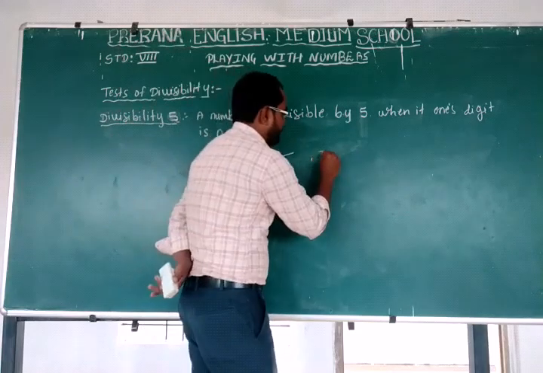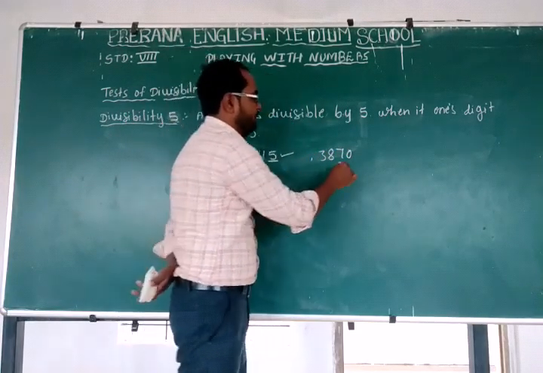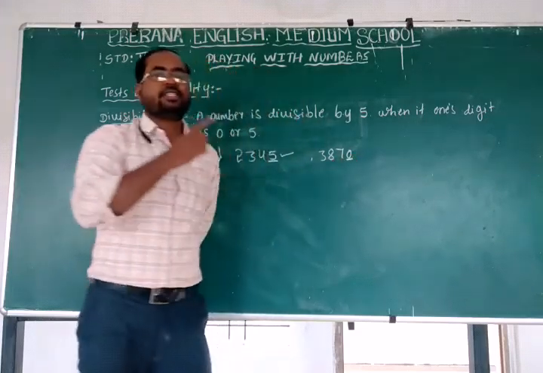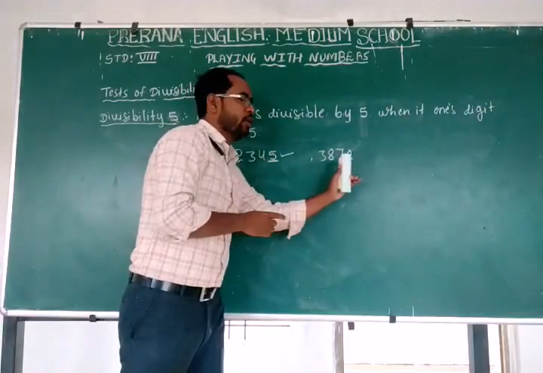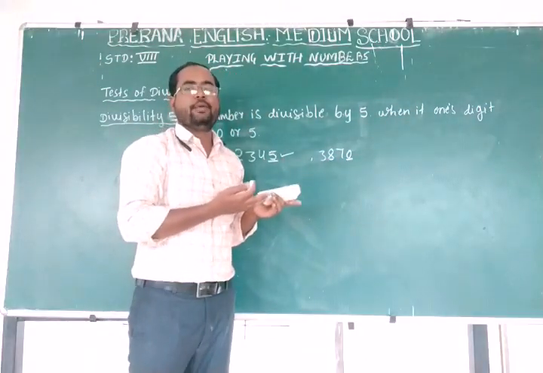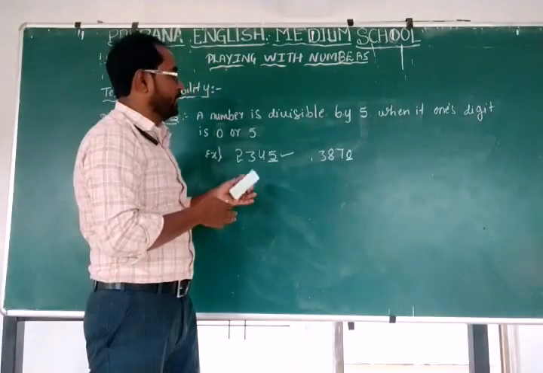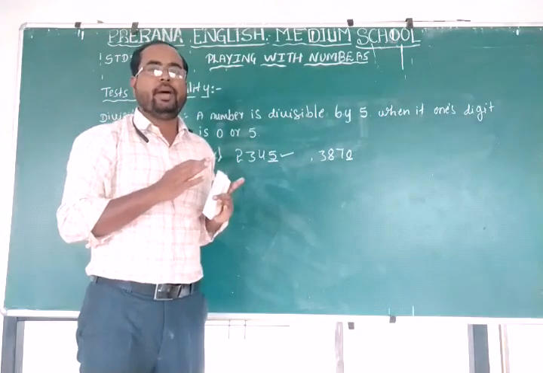What if it is 3870? So only look at the units place, which is 0 here. If it is 0, then also it is divisible by 5. Either it should be 5 or a 0. If it is 5 or a 0, then it is completely divisible by 5. If it is any other number apart from 0 or 5, that means it is not divisible by 5.